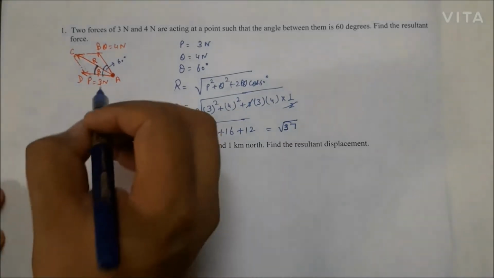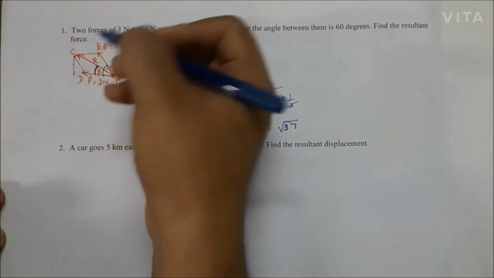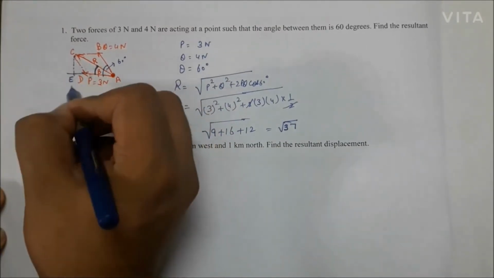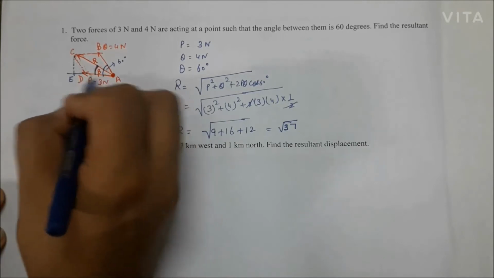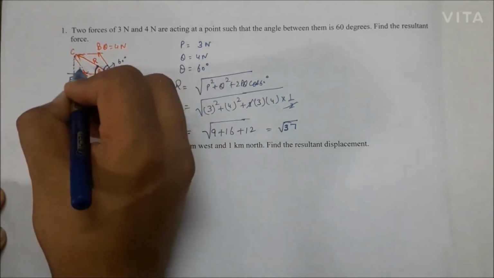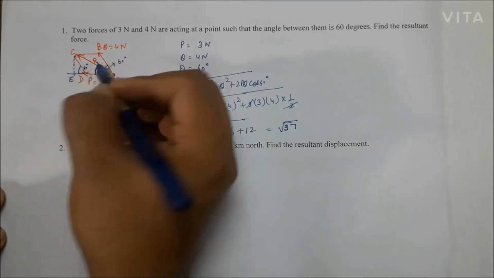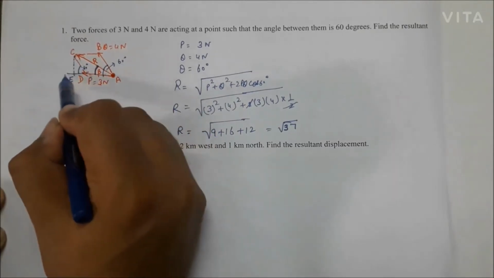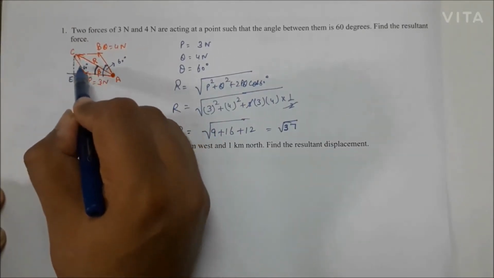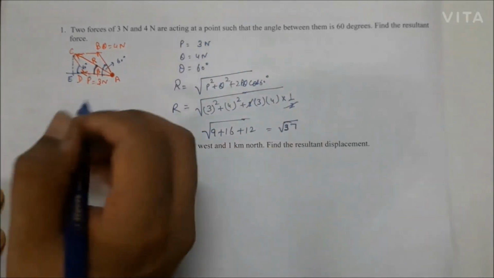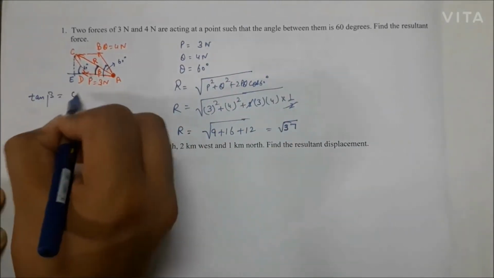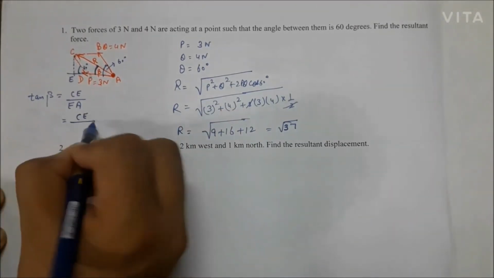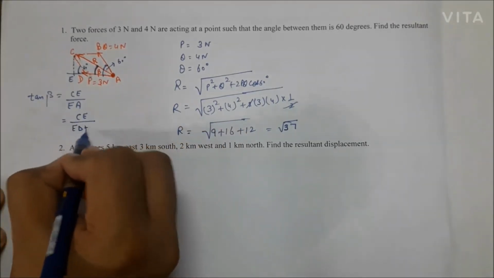For calculating this beta, firstly draw a perpendicular here. So let it be E, CE perpendicular to DA. Okay. So if this angle is 60 degree, then this angle will also be 60 degree, as these two are parallel lines and this one is a transversal. So this angle will be equal to this angle according to the corresponding angles. So now tan beta comes out to be CE upon EA. Now CE upon EA comes out to be CE upon ED plus DA.